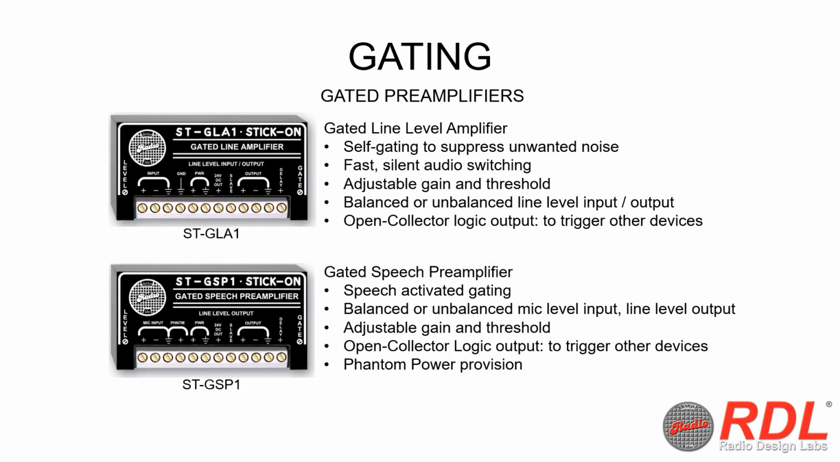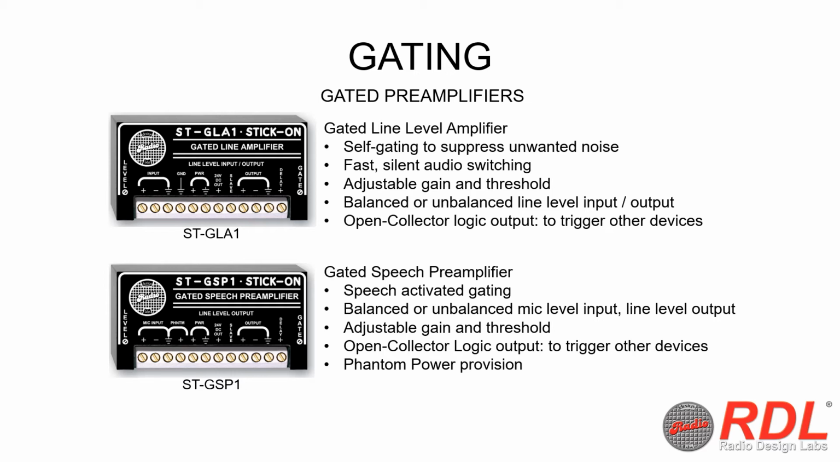Let's review two standalone gate examples. The ST-GLA1 is a gated line level amplifier. Its circuitry is self-gating to suppress unwanted noise. It has fast silent audio switching. It has adjustable gain and threshold and supports balanced or unbalanced line level input and output. It has an open collector logic output to trigger other devices.